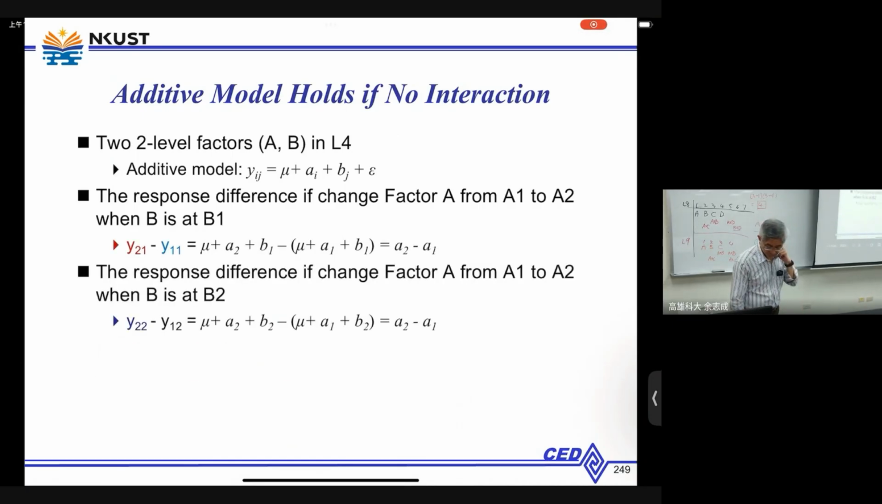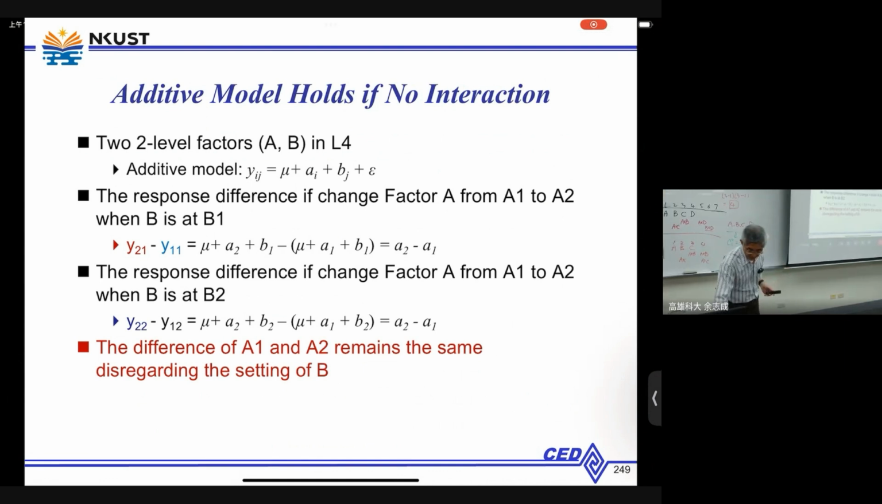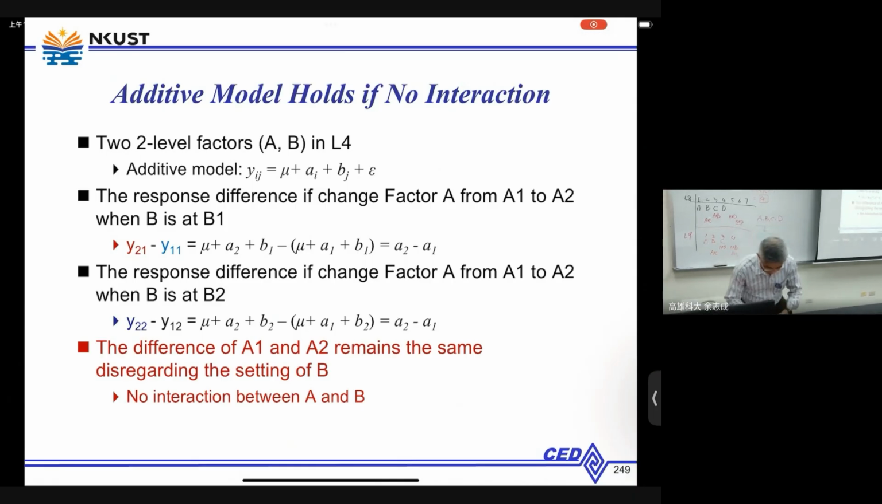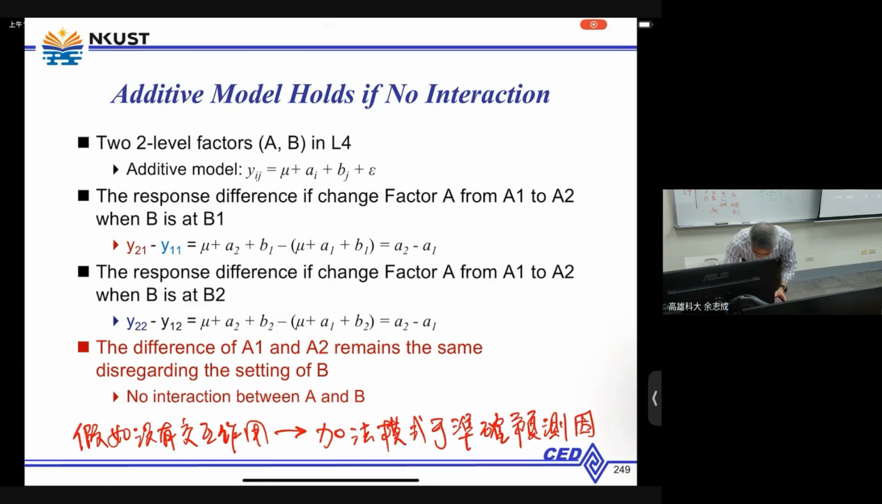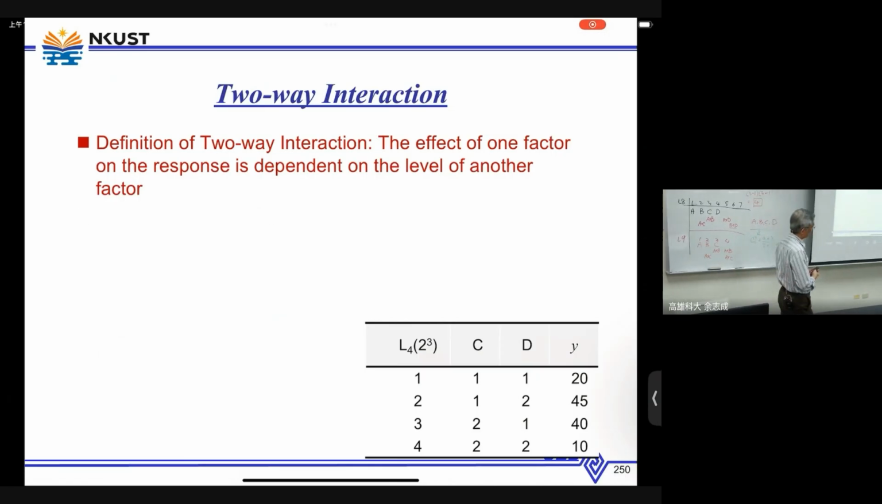And also, there will be no interaction, right? So, no interaction. If additive model, what should we say? If there is no interaction, then you can use the additive model to predict any factorial output. All right, this is another case.